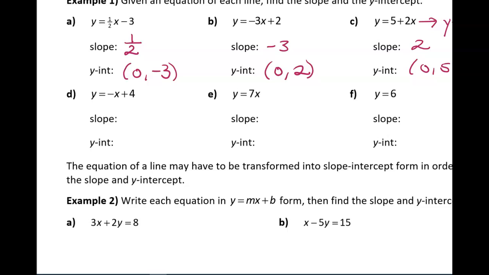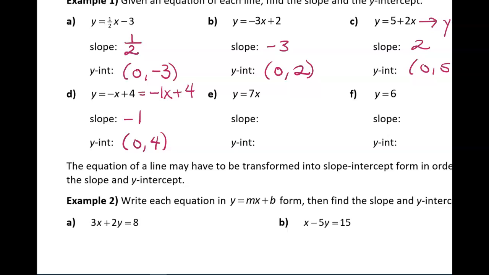In D, it looks like we don't see a slope. However, remember that -x plus 4 is the same thing as -1x plus 4. We just don't see that 1 when it's in simplified form. So our slope is -1. Here, be extra careful. The slope is not a variable. The slope is the number that's the coefficient, so it's -1. And the y-intercept is (0, 4).